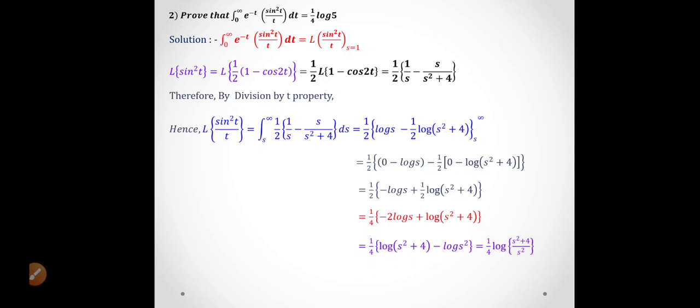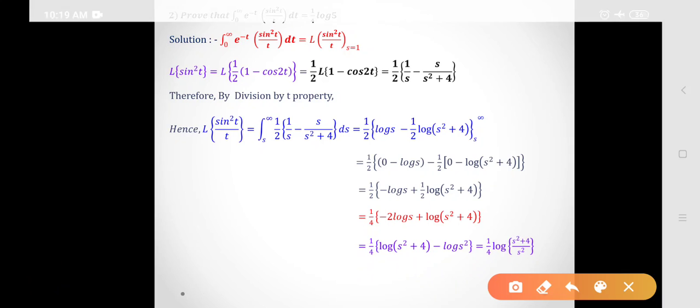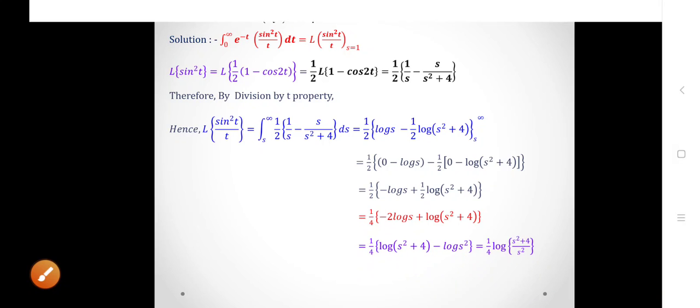it is nothing but log s square. See here, this minus 2 log s is nothing but minus log s square, and we have written positive term first and negative term as a second term. Now log a minus log b is log of a upon b. So using law of logarithm, we get 1 by 4 log of s square plus 4 divided by s square. This is not the final answer. Still there is one more step, that is in this result we have to put s equal to 1.